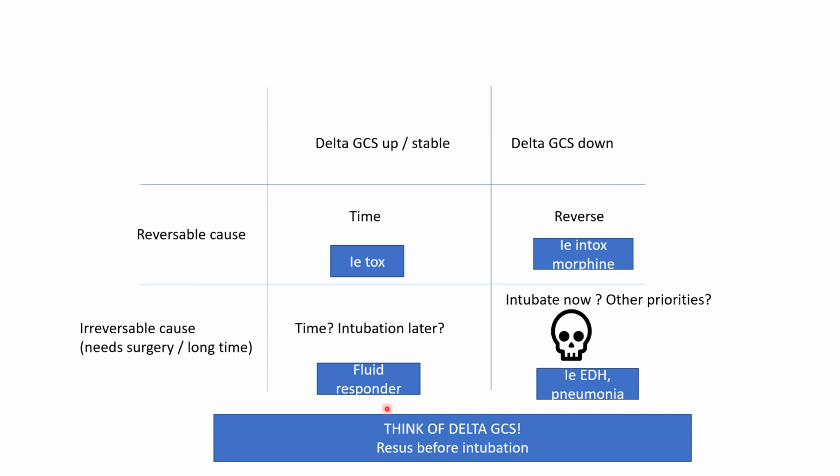So always, when it comes to GCS and the GCS of 8 intubate, think of the delta and think of what kind of situation you're in. Is it reversible or irreversible? And almost always you have time to resuscitate before you intubate. Okay, this is it for the first part of this lecture, and in the next part we'll go through the basic airway maneuvers and the vortex model.